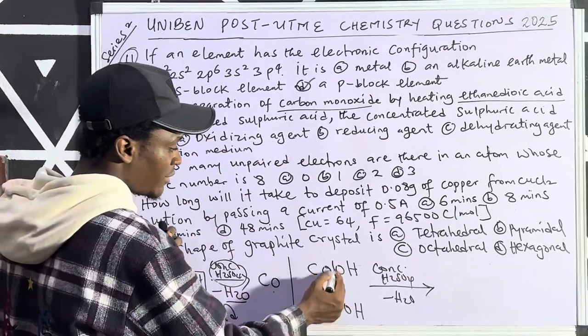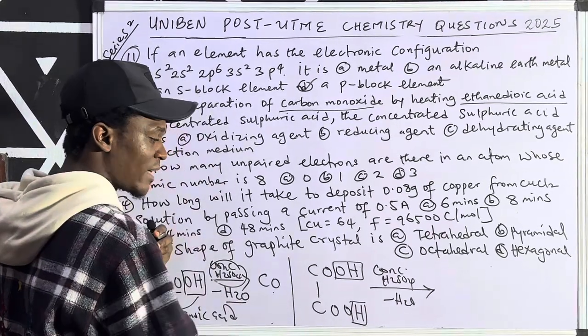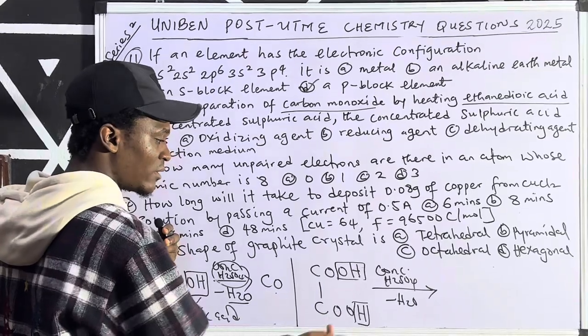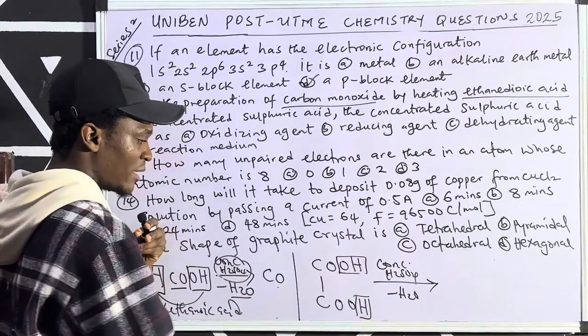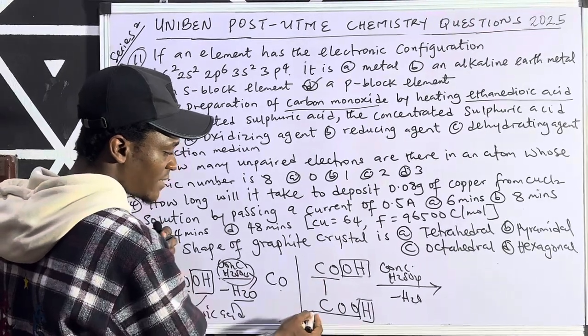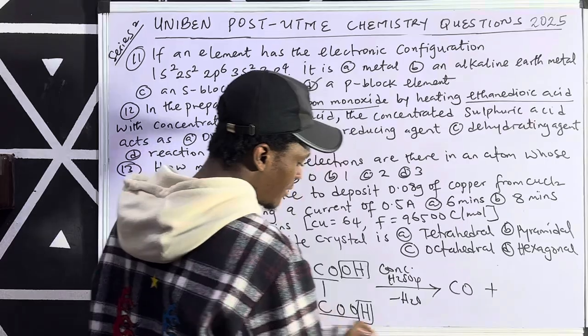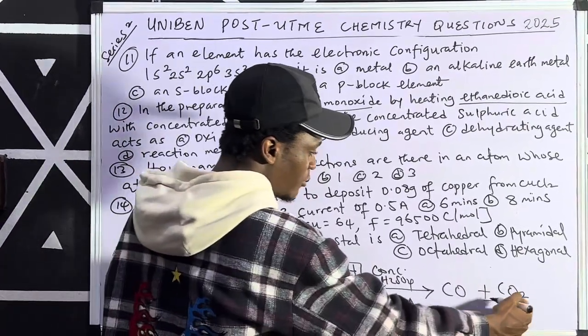It's either you are removing OH from here and you are removing H from here, or you can decide to remove your OH from this place and remove H here. It's the same thing to form water. So this is our water that has been removed. Then we are now left with CO and COO. Now CO is written as that, then COO can be written as CO2, because COO is still the same as CO2.